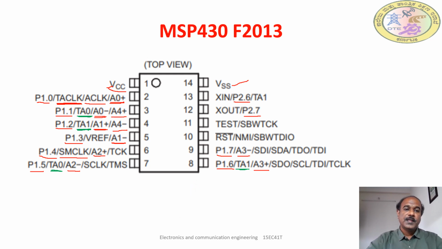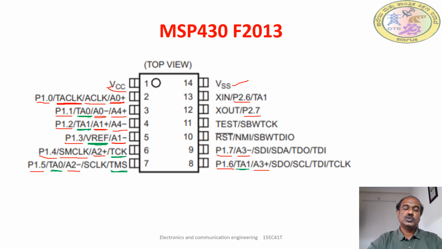Next, this V reference. This is used to give the reference voltage to the built-in A to D converter. As we just discussed, this F2013 has a built-in analog to digital converter. So these, A0 plus and A0 minus, are the differential inputs for the built-in A to D converter. That A to D converter, to function, needs a reference voltage which can be given on this pin, that is pin number 5.